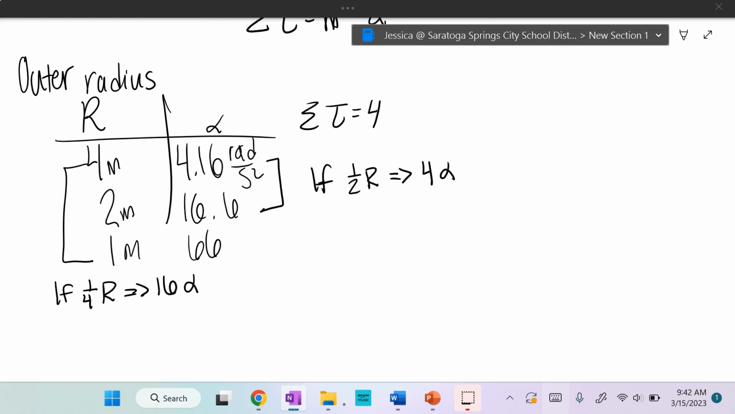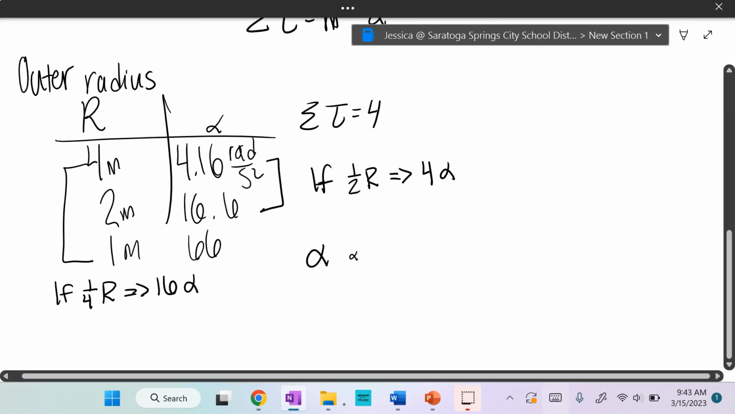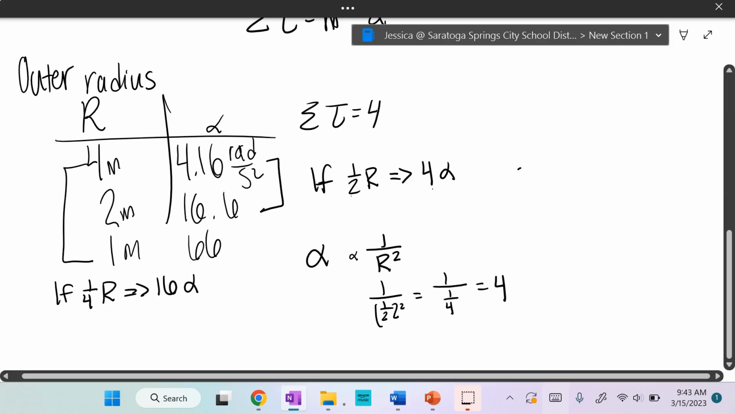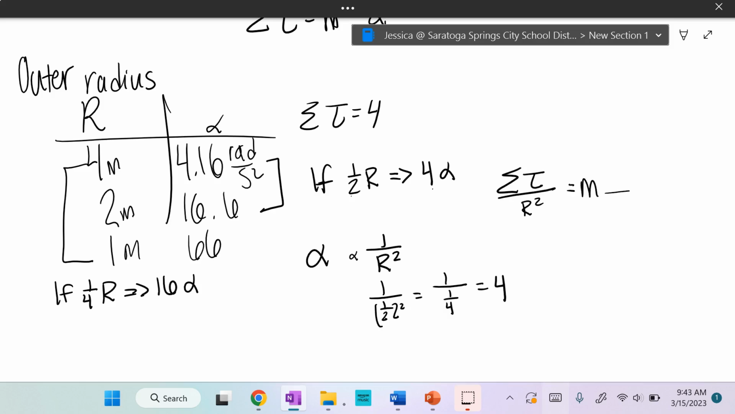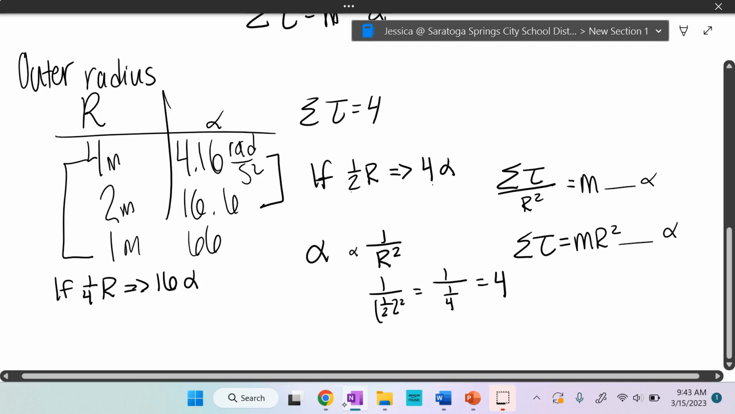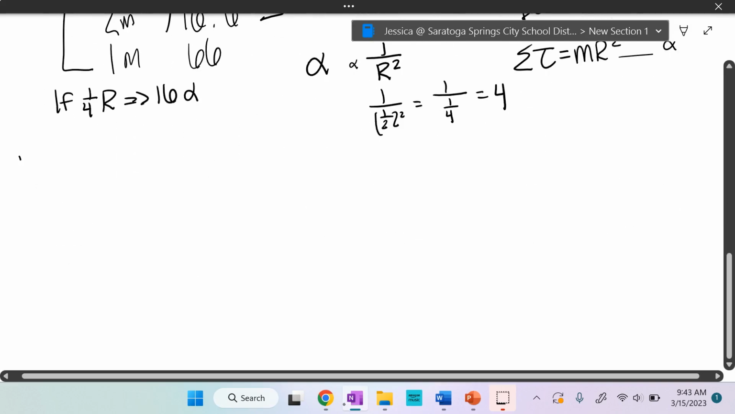So if I was to write that out, I would say that the angular acceleration is proportional to 1 over r squared. Okay, so 1 over 1/2 squared, right, that's going to be equal to 1 over 1/4, which is going to be equal to 4, right? 1/2 the radius, 4 times the angular acceleration. So I can either write that, nope, not forces, torques, over r squared is m something alpha, or I can put it on the same side, net torque is m r squared, maybe something else, alpha. Okay. All right, and then the last thing that we're going to look at is the inner radius.